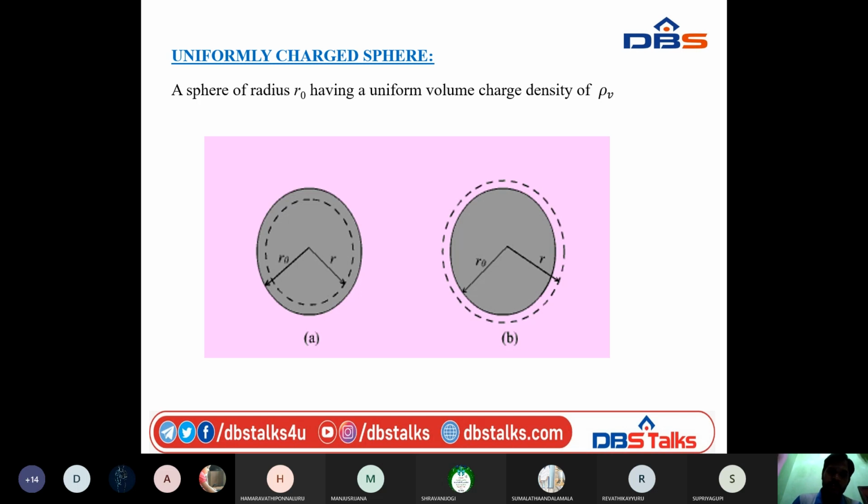Here, in case one, the sphere radius is greater than the Gaussian surface radius. At that time, what will be the electric field intensity that we have to find? And next, when the Gaussian surface radius is greater than the charged sphere radius, that we can see in part B, the diagram of B.